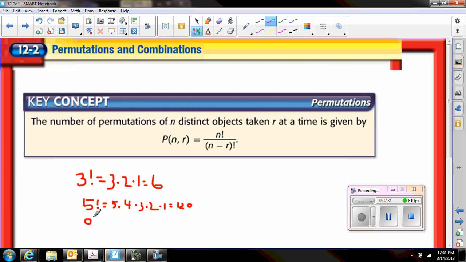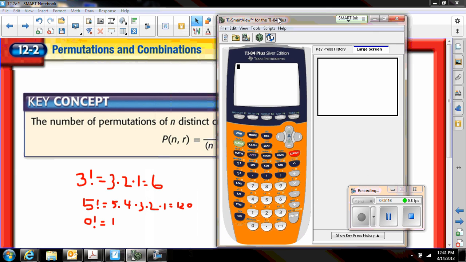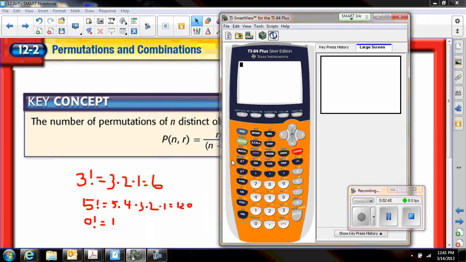The one exception is 0 factorial. 0 factorial is actually equal to 1. Now let's play a little bit on the calculator. Again, your calculator might be different than mine, so you'll have to play around with your calculator to locate this factorial button. If you're having a problem finding it, feel free to speak with me and I can point you to the right spot.